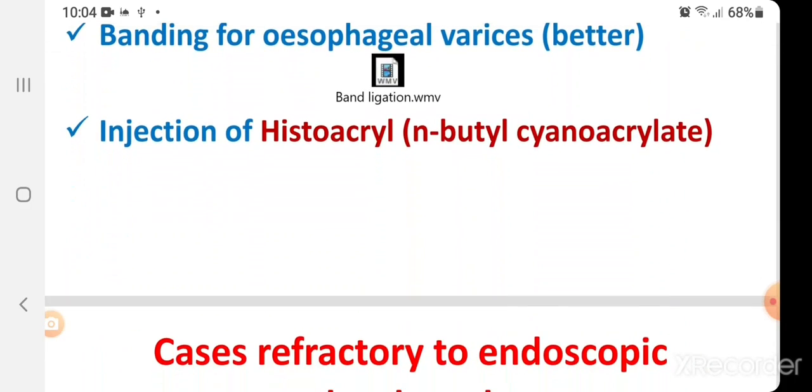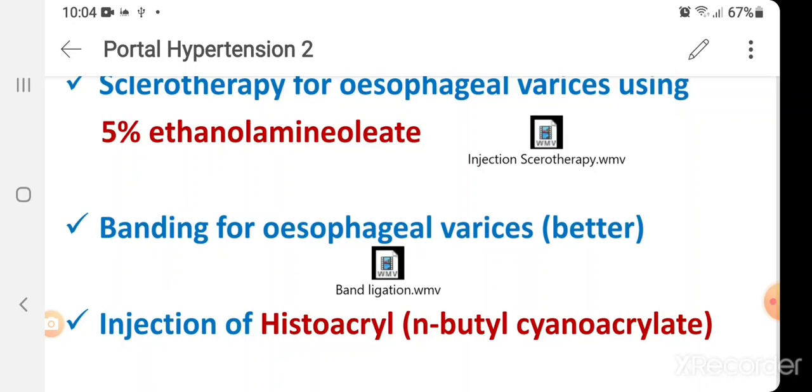And histoacryl is used for the fundal varices, because the fundal varices are very large, they have very high flow of blood. And if you use ethanolamine, it is very difficult to stop them because of the high flow. Ethanolamine needs some time to make the blood clot. But with this very high flow, it will not allow time for the ethanolamine to cause clotting of blood. So they use histoacryl.